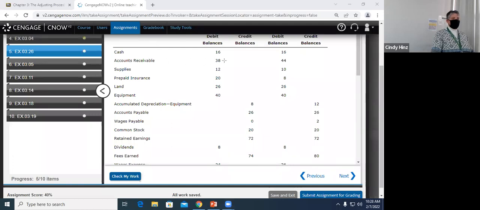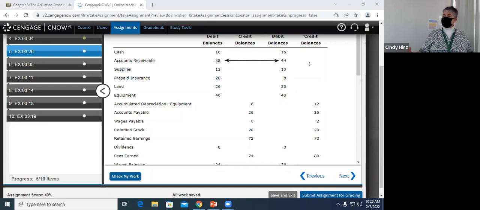We have accounts receivable, and we can see there's a $6 difference. Our accounts receivable went up by $6. So we know we're going to have a $6 debit to accounts receivable. It's nice they use small numbers for us here. Makes it easier. So why would our accounts receivable have gone from $38 to $44?